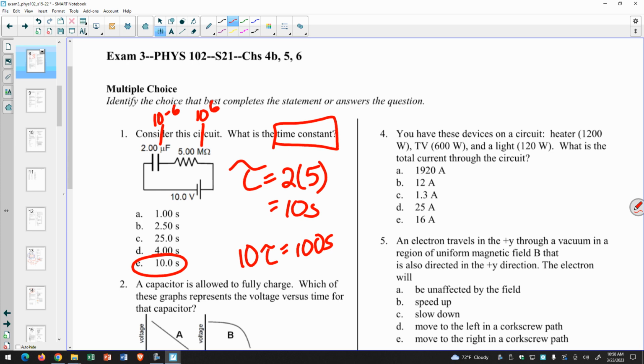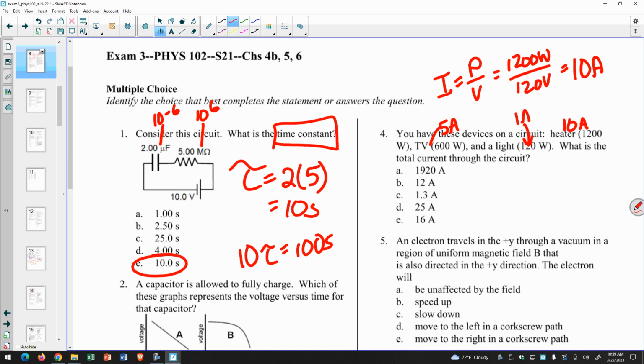So here, I have these devices on a circuit. And remember, I know current is power over voltage. For example, for the heater, which is 1200 watts over 120 volts, that's what we always have in our home, that's equal to 10 amps. So this heater pulls 10 amps of current. This one pulls 5 amps, that's just 600 divided by 120. Here, 120 divided by 120 is 1 amp. So I have 10 plus 5 plus 1 is equal to 16 amps. So that was the answer to this one, 16.